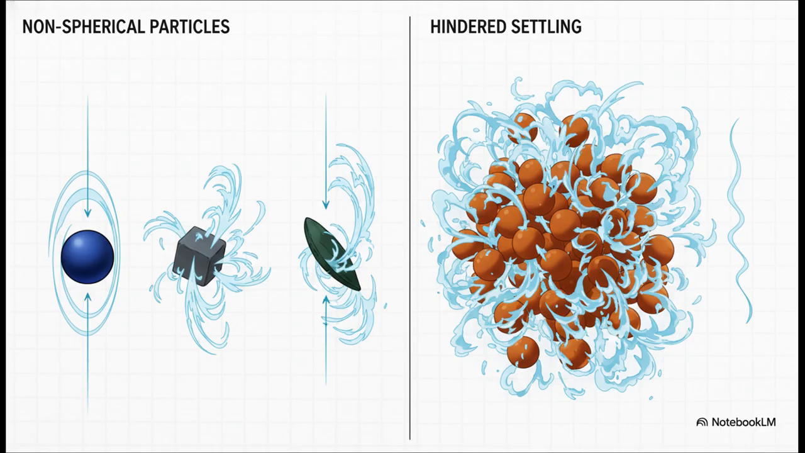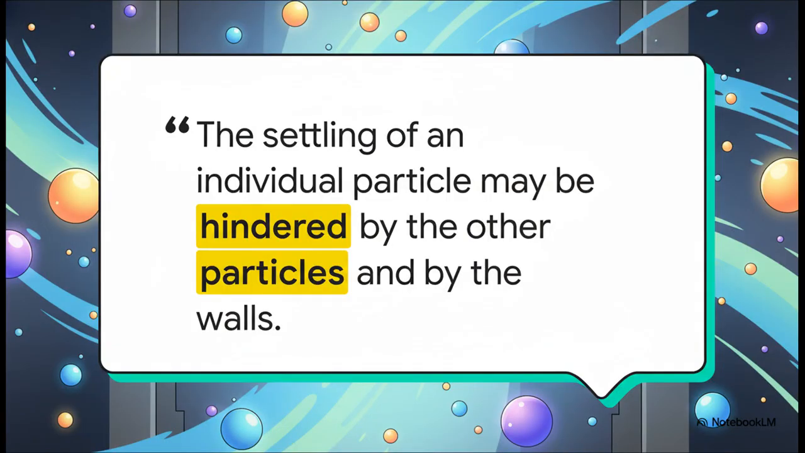And what if you have a whole cloud of particles all falling at once? Well, that's a whole different ballgame called hindered settling. Basically, the particles and the walls of the container all start to get in each other's way. Yeah, there's a line from the source material that just sums this up perfectly. It says that the settling of one particle can be hindered by all the other particles and even by the walls of the container. In other words, as soon as you have a crowd, you can't just analyze one particle on its own anymore. The whole group dynamic completely changes the game.